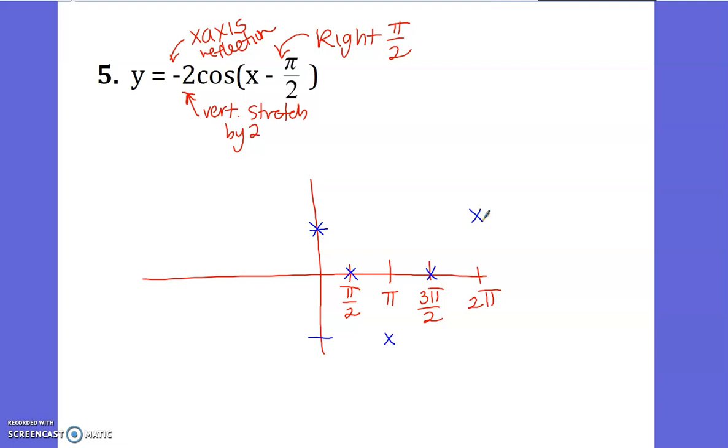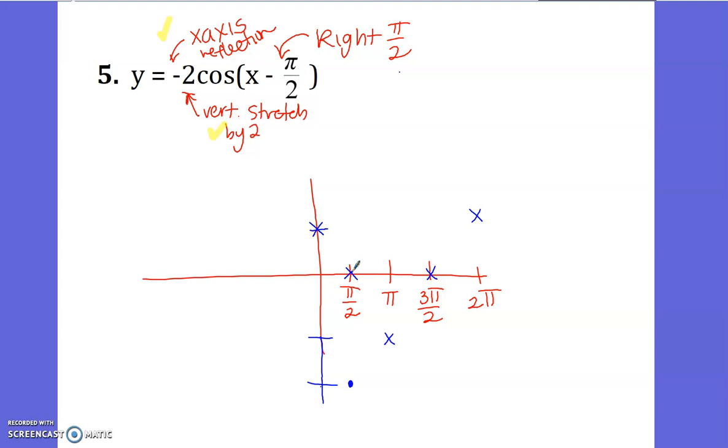So starting with this point right here, if I reflect over the x-axis, I am down here. And then if I stretch -1, if I double that, I'm at -2. So I've taken care of these two transformations, and here I am. I now need to go right pi over 2. Well, the good thing is this is what my scaling is by. So we're counting by pi over 2's. So if I take where I am and I shift, I'm sitting right there at pi over 2.